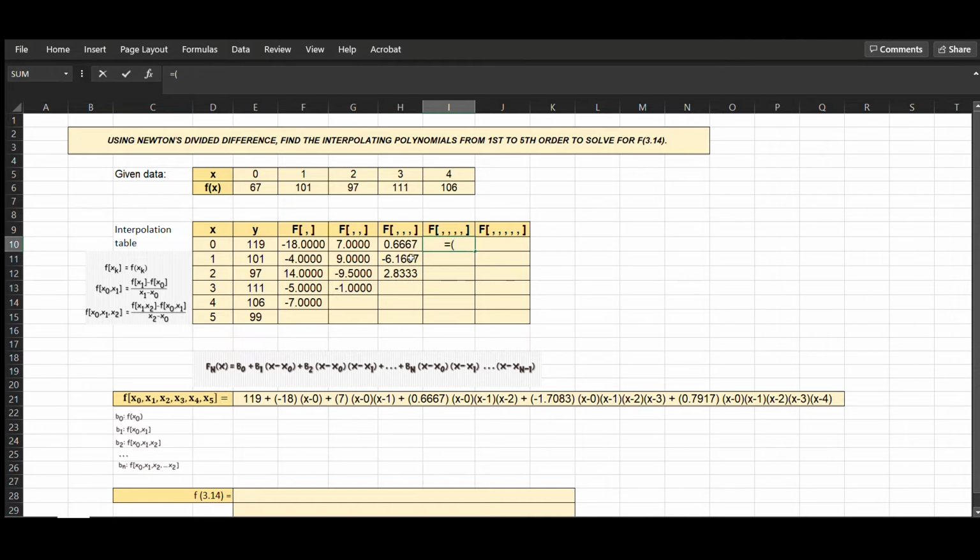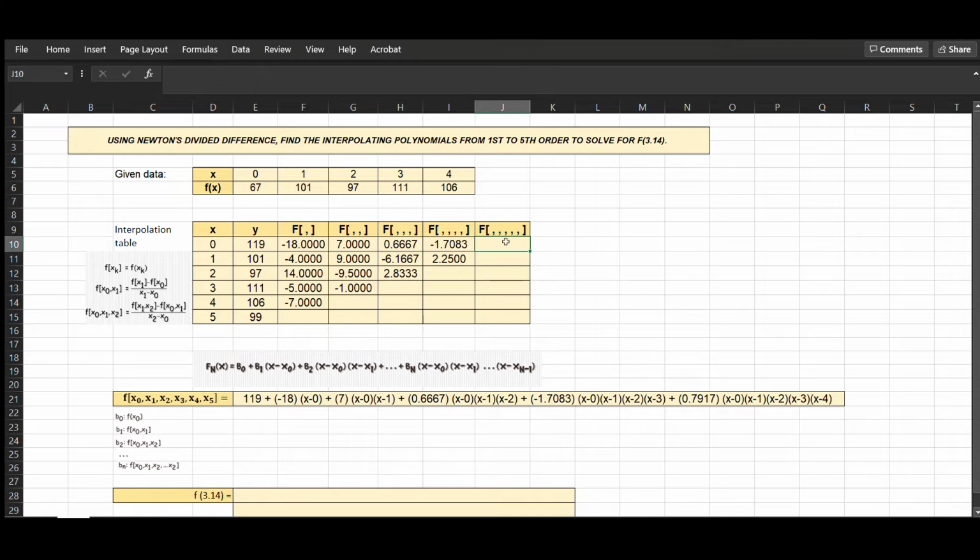And again, we're going to use the cell right below it on the left side, like so, minus the one on its left side. Since we're on the fourth order, we're going to use the x sub 4 value, which is 4, minus x sub 0 value, and we press enter. Same thing goes. We're going to use this one minus this one all over x sub 4 minus this x sub 0 value, and we press enter.